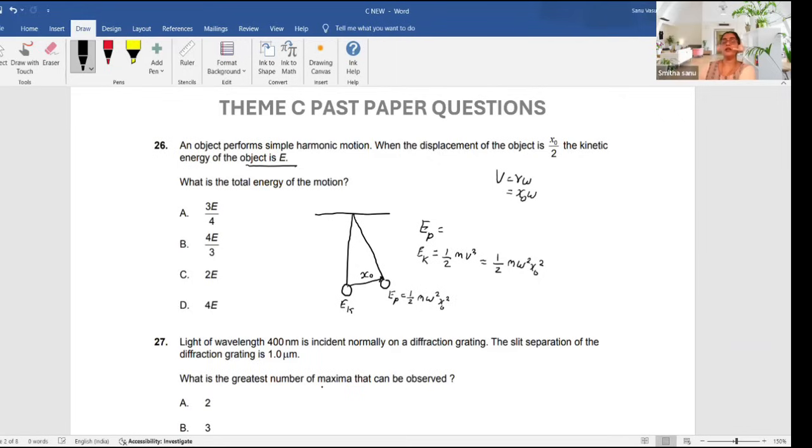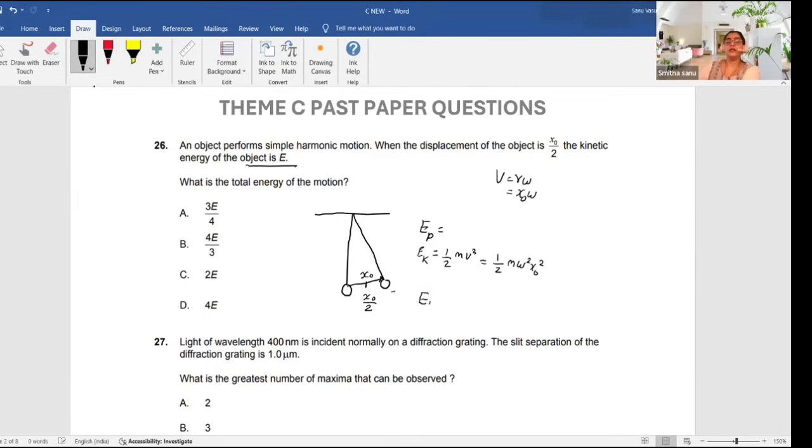Numerically, it will have the same value. That is, kinetic energy at the mean position is equal to potential energy at the extreme position. Now, according to this question, the displacement is not x0, but half of x0. So we'll go back and change the amplitude to half of x0, which is x0 over 2. So what will be the change in kinetic energy?